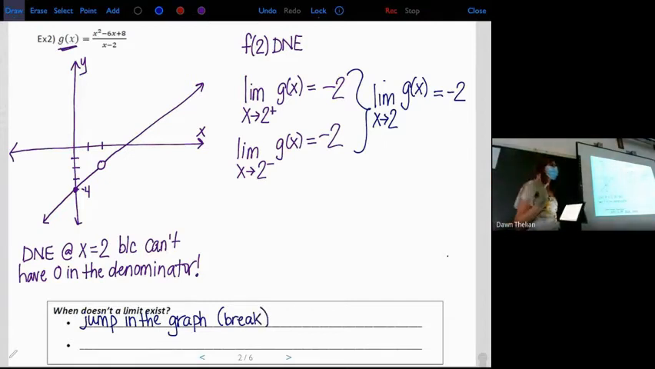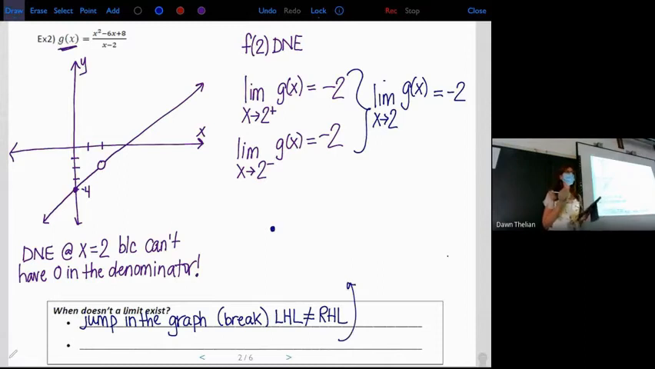Now, the reason why that's the case is if there's a jump, I'm all the way down here at the bottom of the screen, or a break in the graph, technically, it's because the left-hand limit is not equal to the right-hand limit. So I'm going to abbreviate left-hand limit as LHL, not equal to right-hand limit, RHL. My second little dot here is kind of off the screen, so I'm just going to write mine up here so those of you in class can see it.